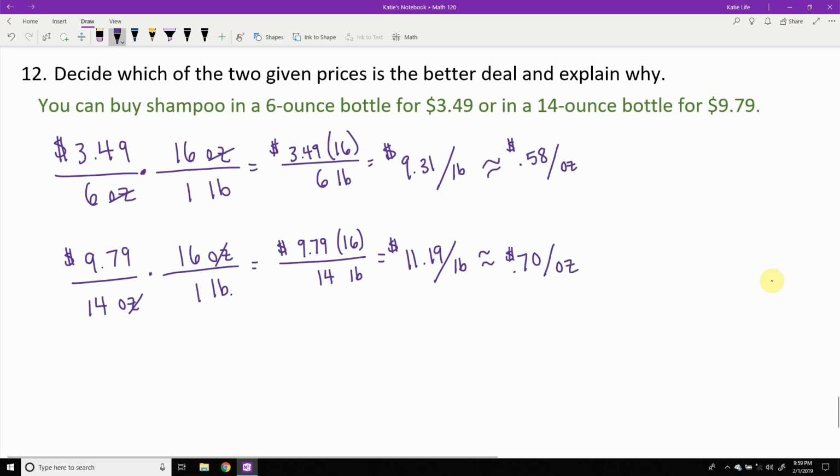Okay, so actually the smaller shampoo, the 6-ounce bottle for $3.49, is the better deal, because the cost per ounce is only 58 cents, while the 14-ounce bottle is approximately 70 cents per ounce. So our 6-ounce bottle for $3.49 is our better deal.